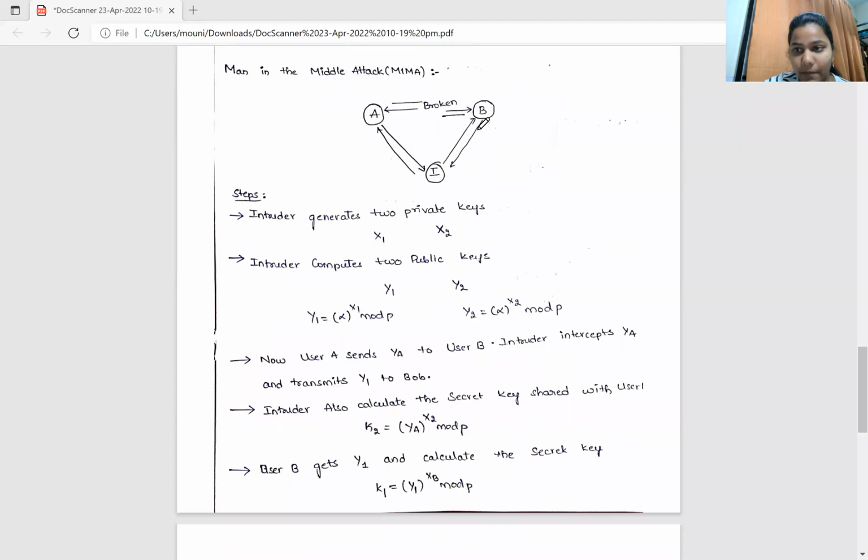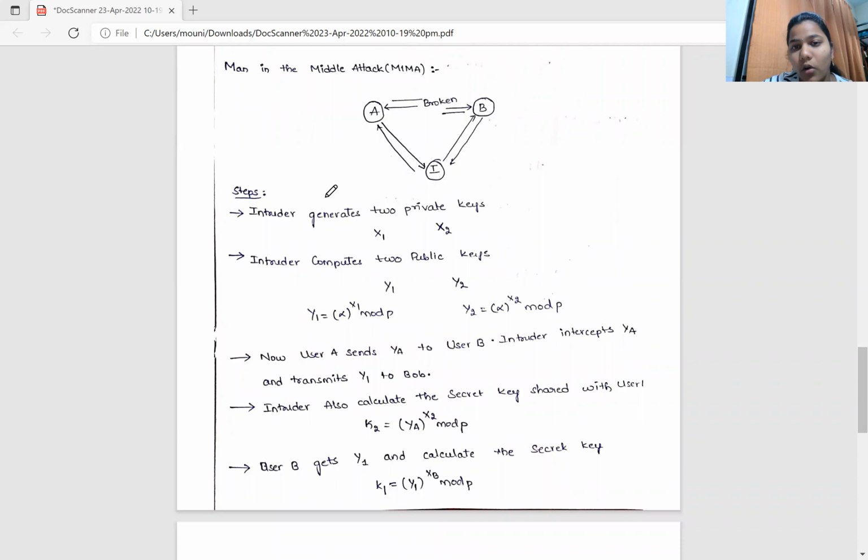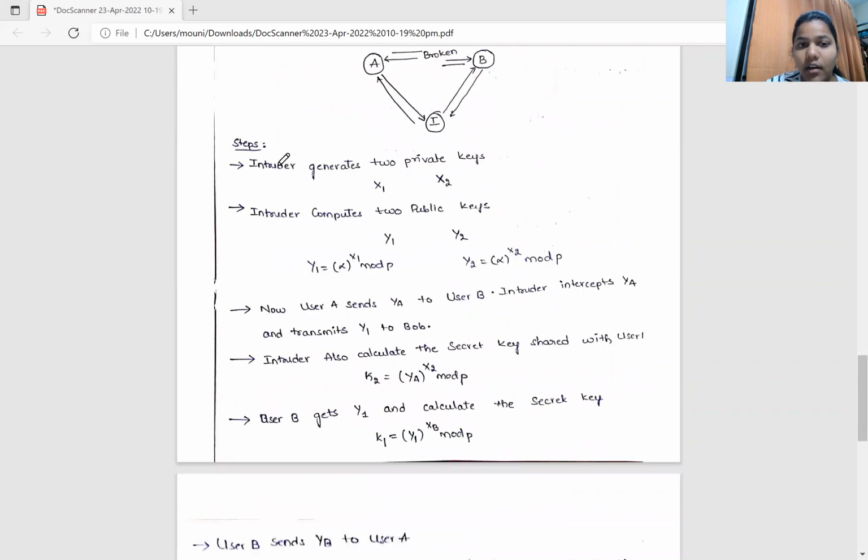It's nothing but MITM. Here, let's consider this one is user A and this is user B. Here, the intruder will be, and he is going to steal the data between user A and user B, or otherwise, he's just going to misuse the data between these two. Now, I'll explain how the steps in the MITM would be.